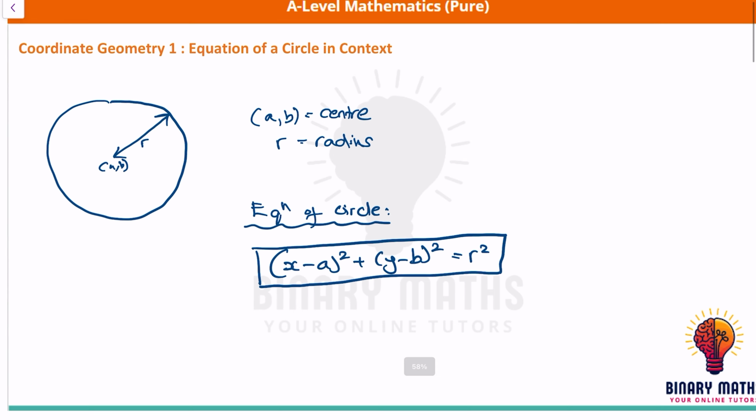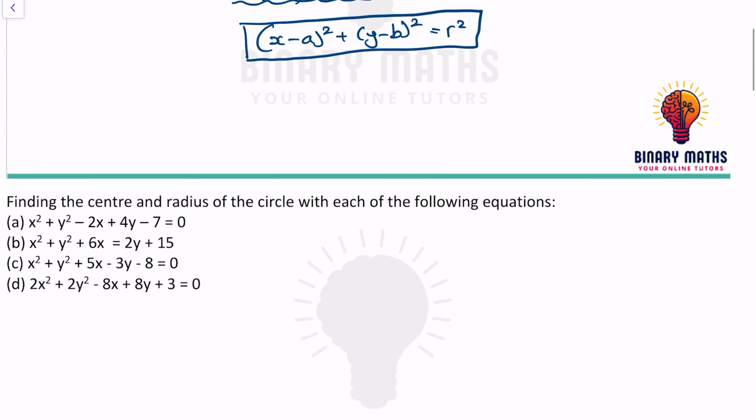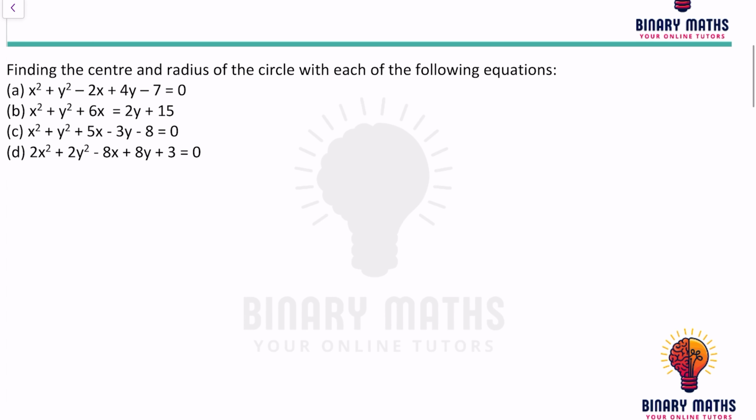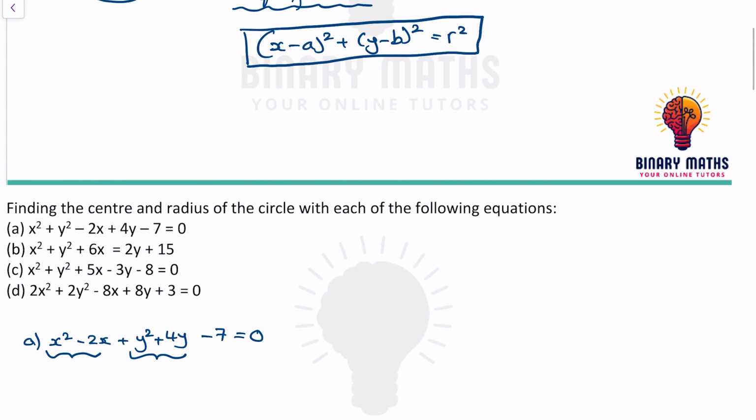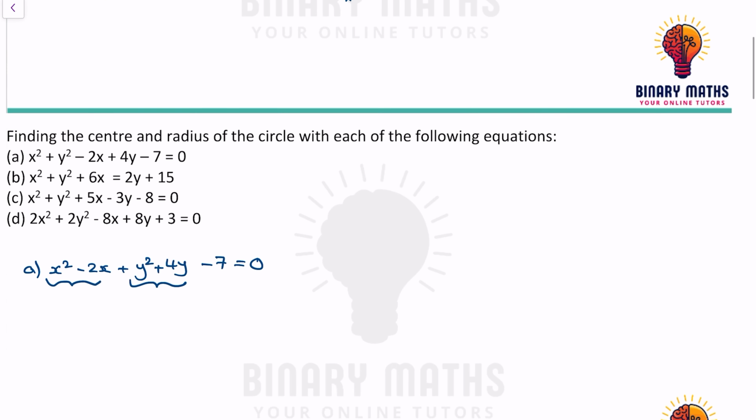Okay, so let's go through some examples now. The first example: here we have a fully expanded form of an equation of a circle, and we need to find the center and radius of the circle with each of the following equations. So we need to get into the correct form. First thing I do is get all the x's together, x² - 2x, put all the y's together, y² + 4y, take away 7 is equal to 0. Now I need to complete the square because I need to get into the correct format. Remember, the format is like this.